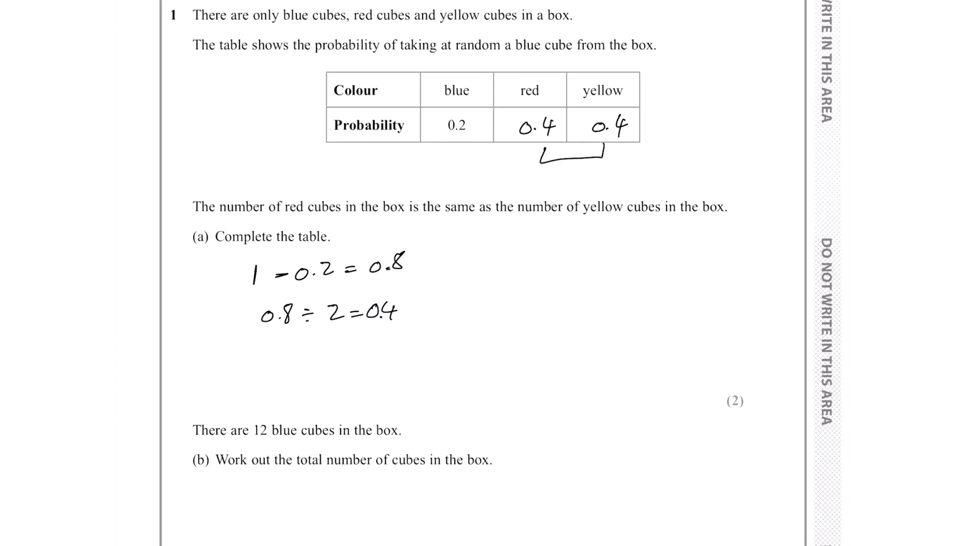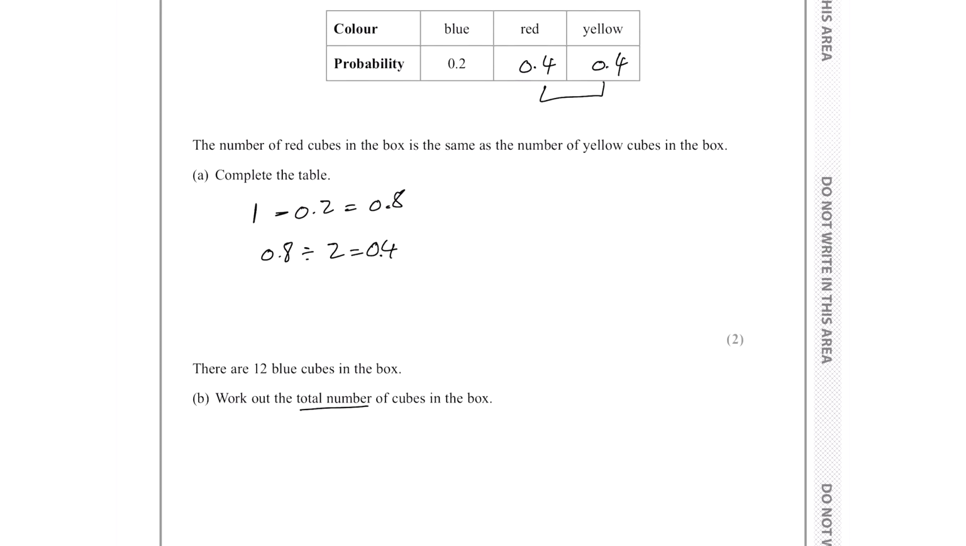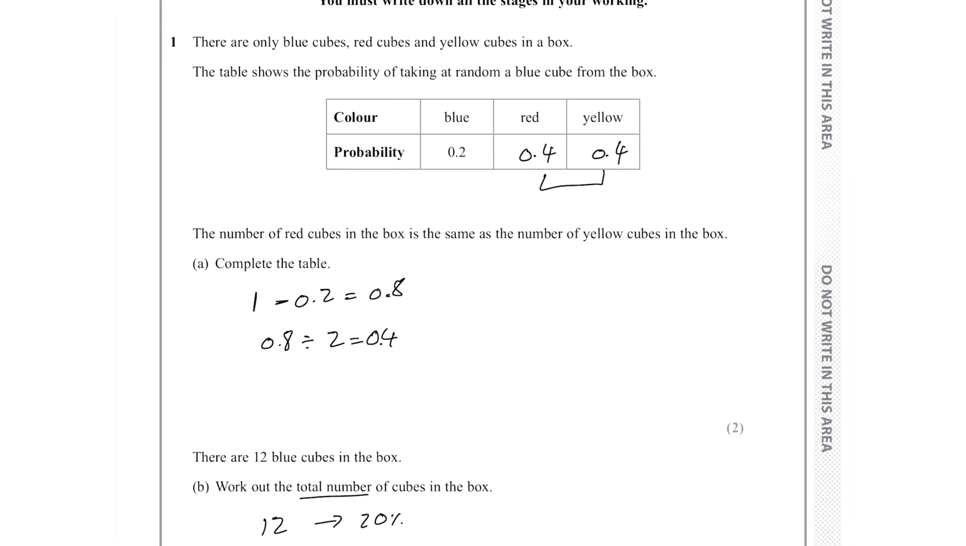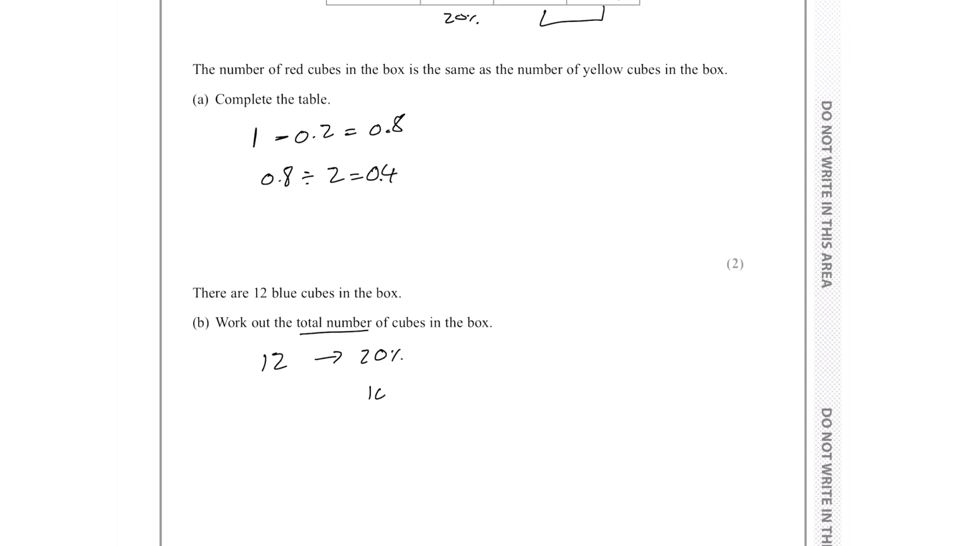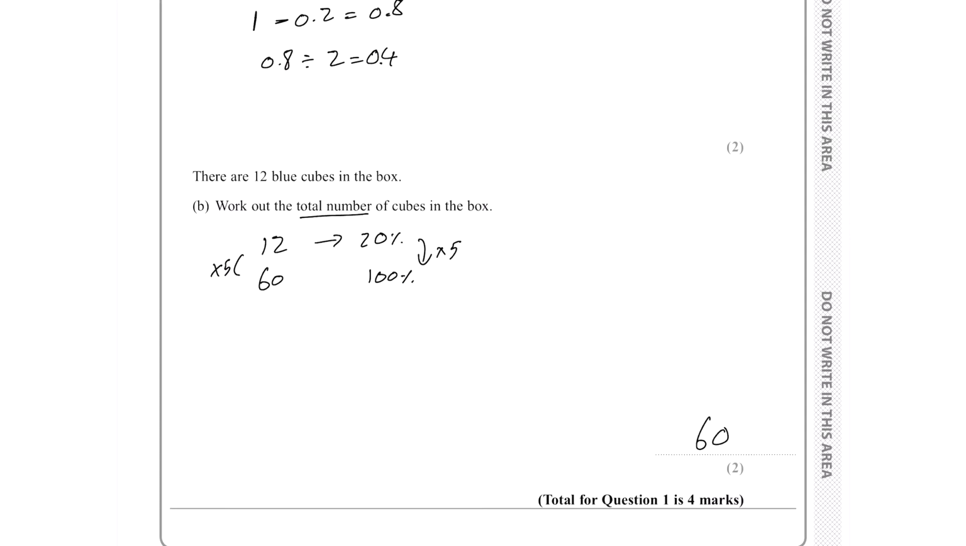Then it says 12 blue cubes are in the box. Look at the total number of cubes in the box. So we know there's 12 blue, and that represents 20%, so 0.2 is the same as 20%. So the whole box would represent 100%. Well, how do I go from 20 to 100? I times by 5, so I times this side by 5, and that gives me 60. So the answer there becomes 60.